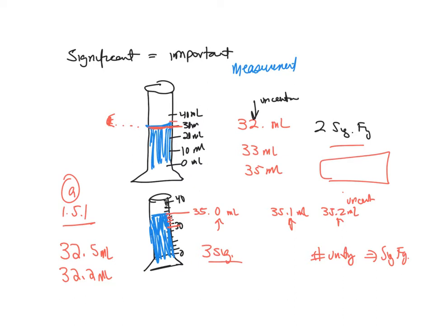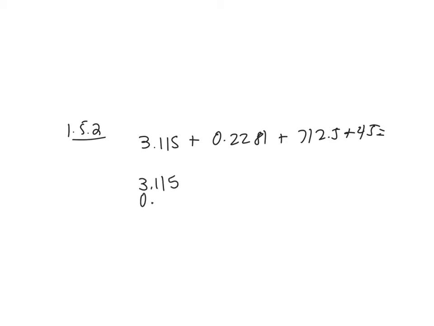All right, so let's look at what about in significant figures when you're, so that's measurement. What about significant figures when you're doing addition and subtraction? So let's look at 1.52. It wants the sum 3.115 plus 0.2281 plus 712.5 plus 45. Now when I'm doing these, I like to line up the decimal. So I will rewrite them. And I will line up the decimal 2281. And then here we have 712, and we have 45. And then you can add all of these up.